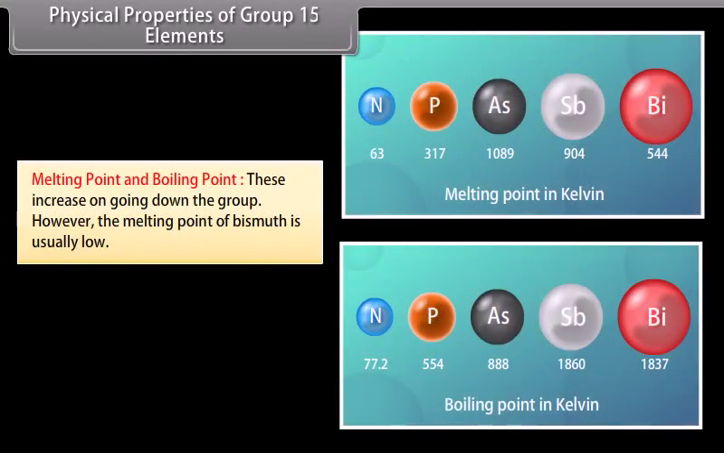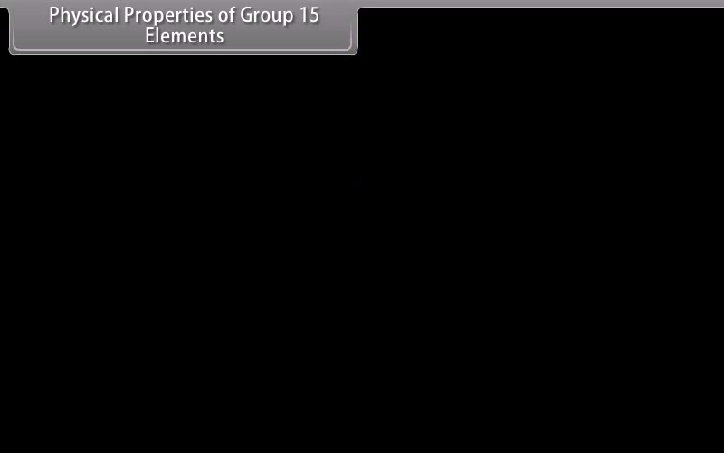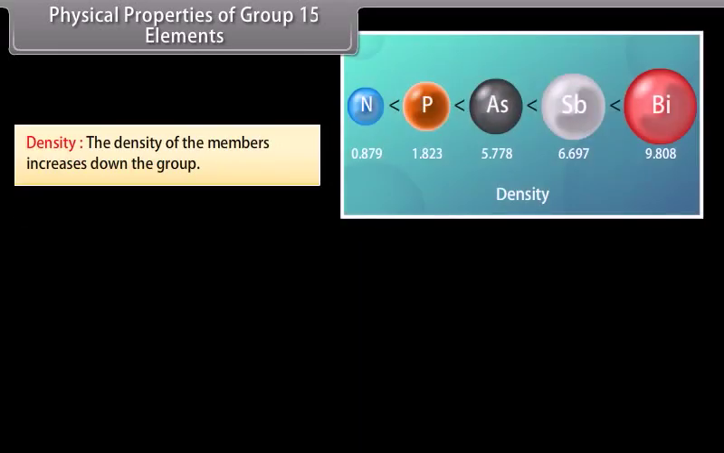Melting point and boiling point. These increase on going down the group. However, the melting point of bismuth is unusually low. This may be due to the greater tendency of bismuth to form 3 rather than 5 covalent bonds. Thus, there are weak forces of attraction between their atoms in the solid state, responsible for its low melting point. Density. The density of the members increases down the group.